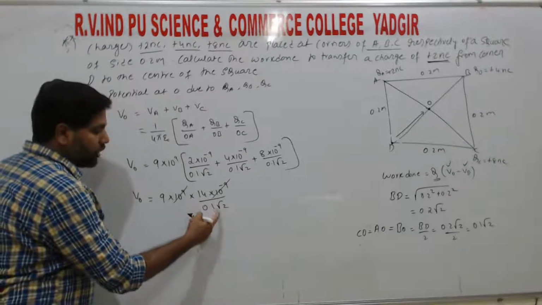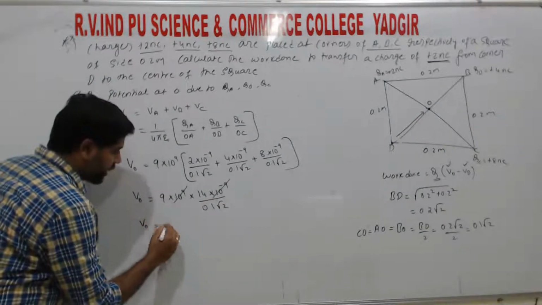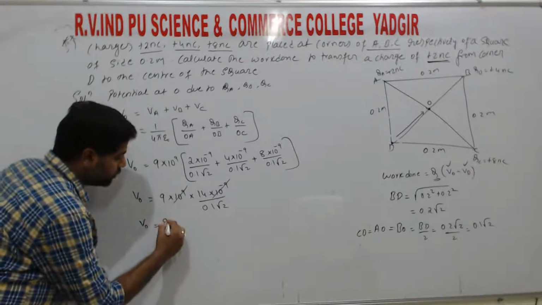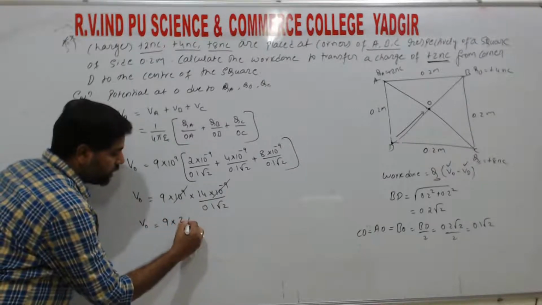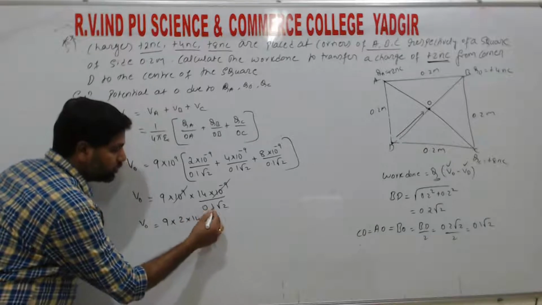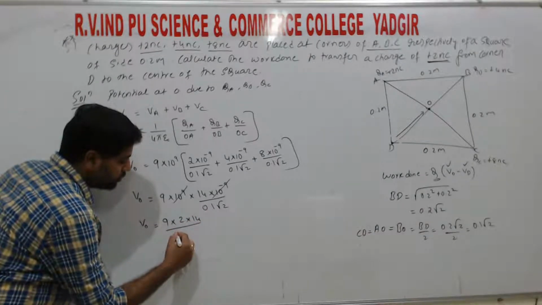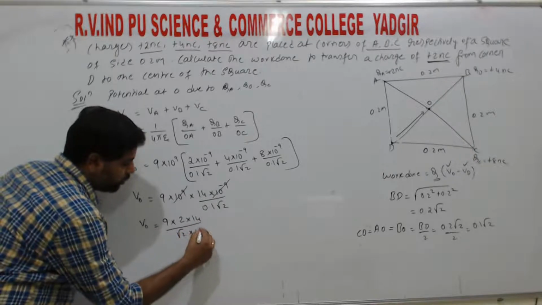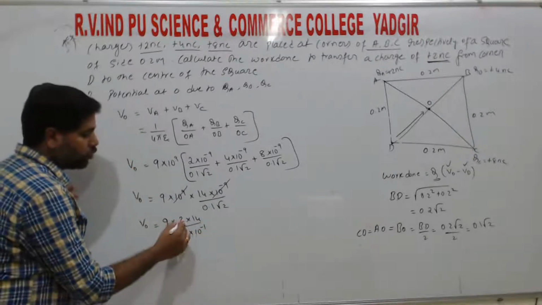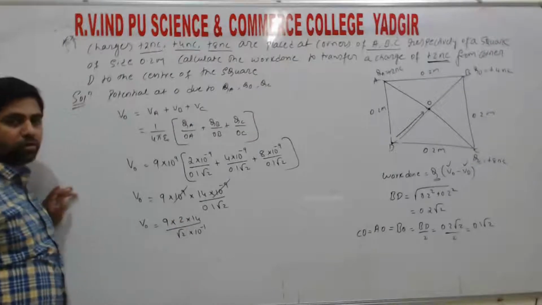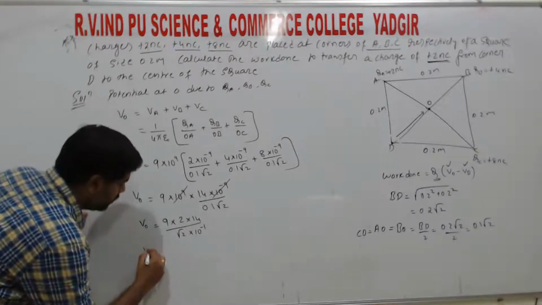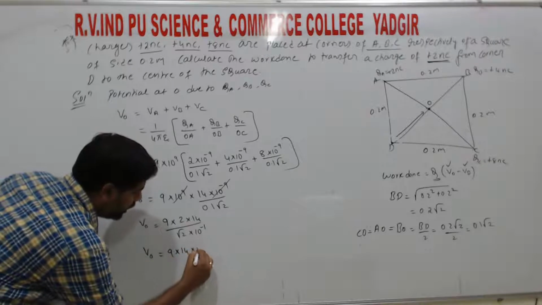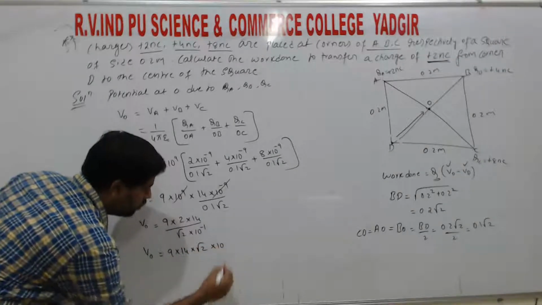So this 0 point we can write. If we have a calculator, directly you can simplify, right? So 9, 14 can be written as 2 into 14. So this 0.1, that is root 2 into 10 to the power of minus 1. So 2 can be written as root 2 into root 2, right? So VO is equals to 9 into 14 into root 2 into 10.